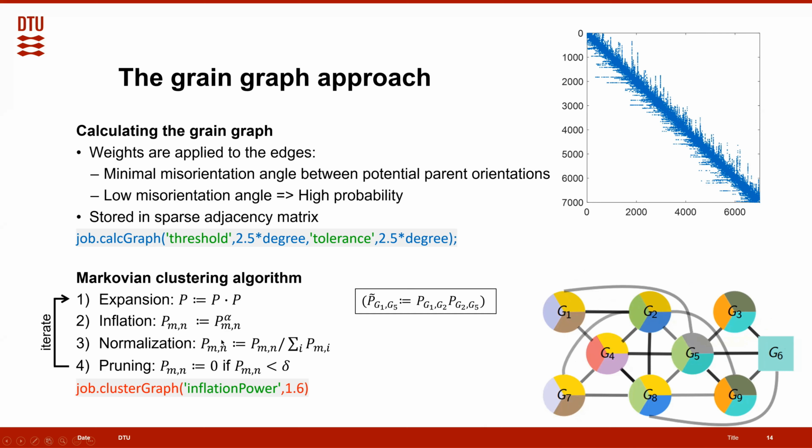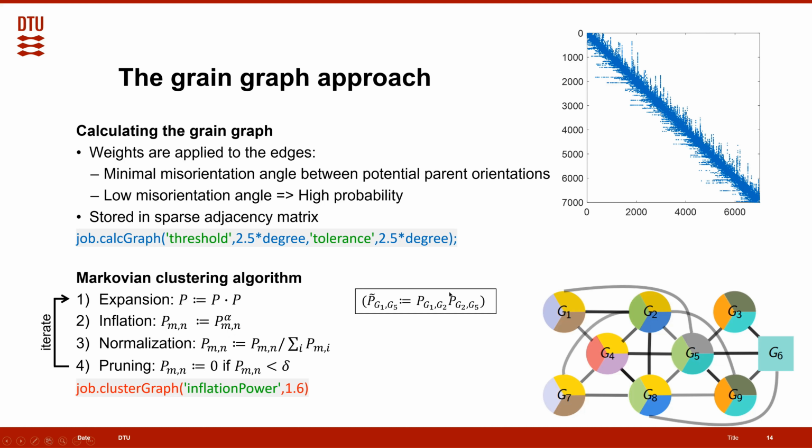Yeah, the way we do this clustering is by running this command cluster graph, and the inflation power here is a parameter, as we said 1.6 here. The inflation power is set right here. So now I have to, of course, explain what inflation power actually means.